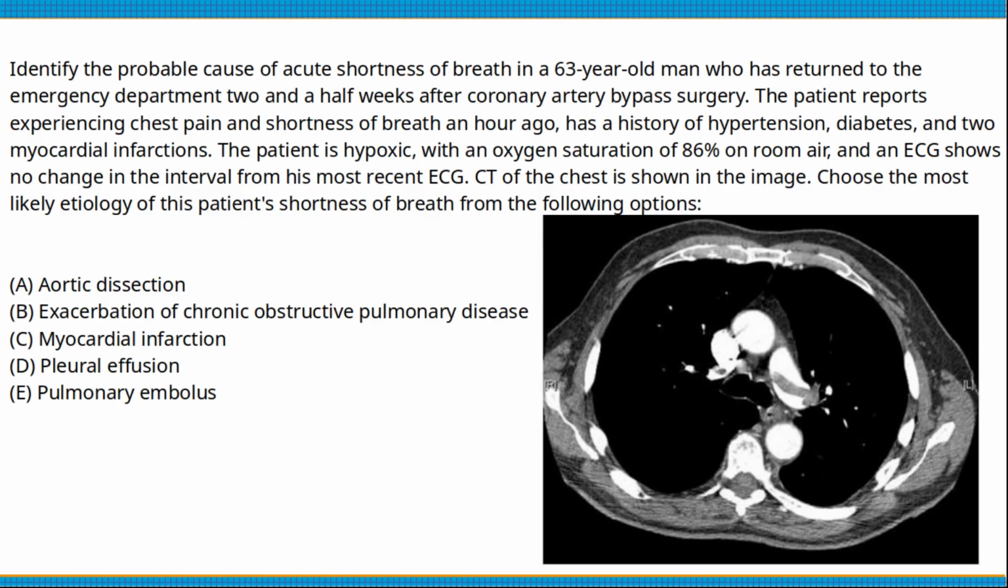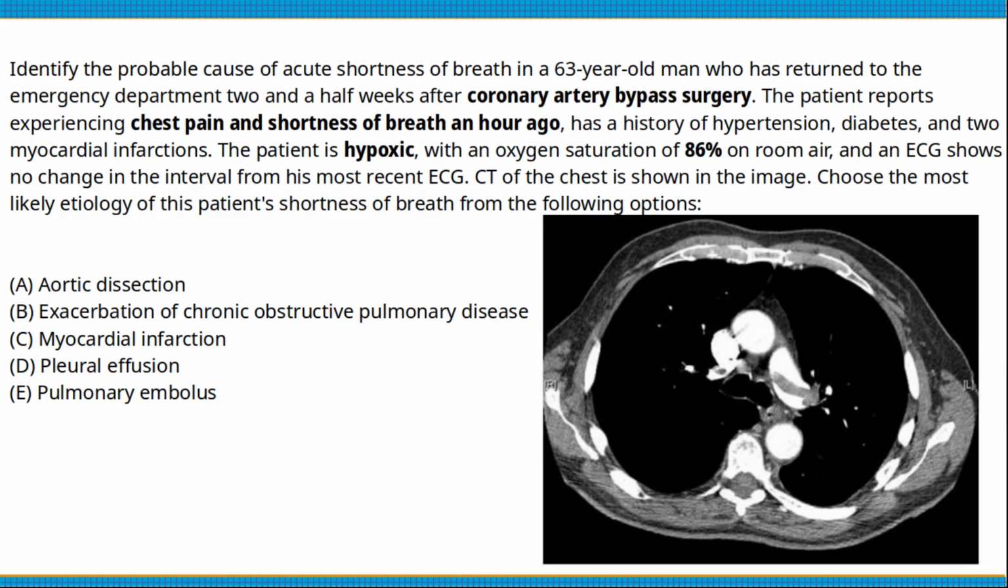CT of the chest is shown in the image. Choose the most likely etiology of this patient's shortness of breath from the following options. A. Aortic dissection. B. Exacerbation of chronic obstructive pulmonary disease. C. Myocardial infarction. D. Pleural effusion. E. Pulmonary embolus. Pause and think about the diagnosis.